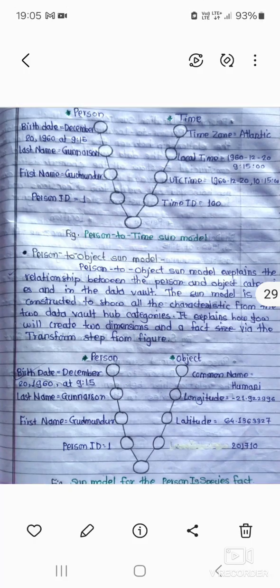Here are two dimensions, person and object. In the person dimension again there are birth date, last name, first name, and person ID, and in the object dimension there are a common name, longitude, and latitude. This is the person to object Sun model.